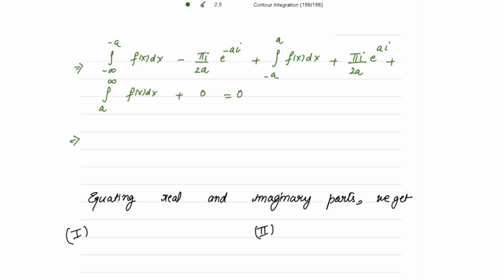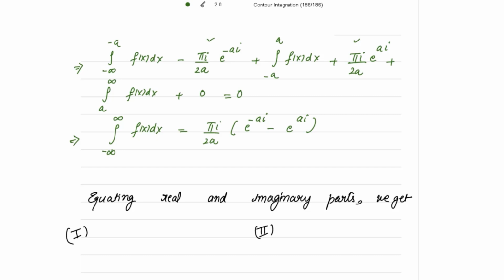Alright. Now taking these two to the other side and taking pi iota over 2a common, and also merging these three integrals together, because the integration is from minus infinity to minus a, then minus a to a, then a to infinity, so completely I'm writing minus infinity to infinity f of x dx. So this is equal to pi iota over 2a, which is common, times e to the power minus a iota minus e to the power a iota. Right? Okay.